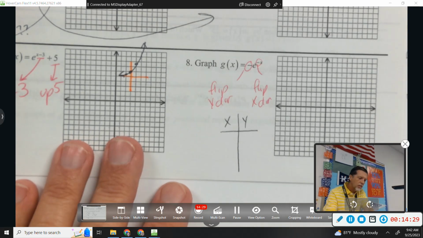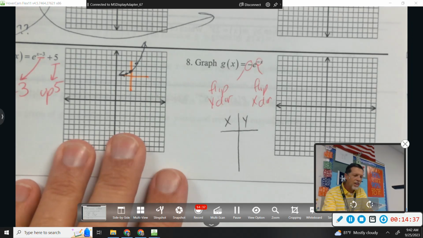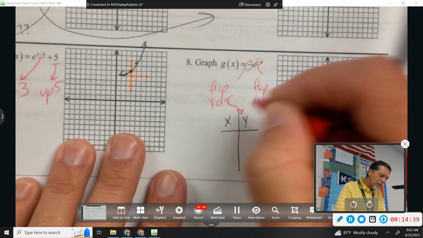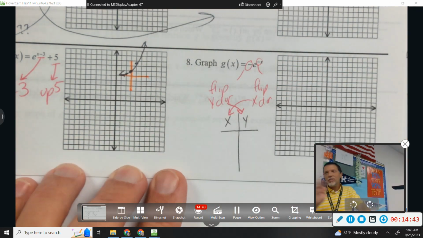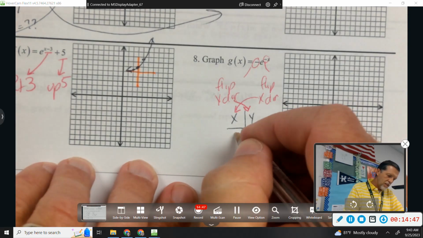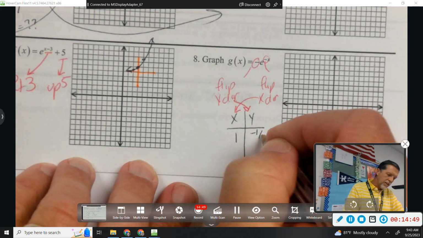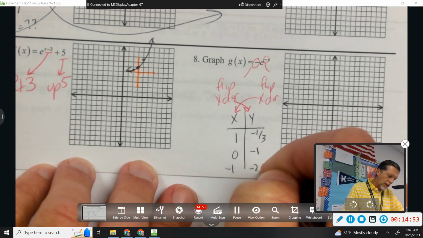Switch them. Wait, when you say switch them, switch x and y? Flip signs. Change the signs of x and y. So flip the y direction means I'll change the y signs. Flip the x direction means I'll flip the x signs. So not switch x and y, but switch both of their signs. So 1 comma negative 1/3, 0, negative 1, negative 1, negative 2.7.